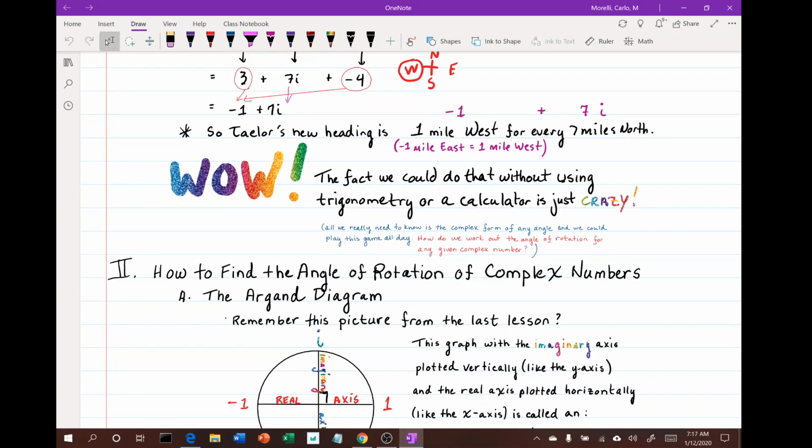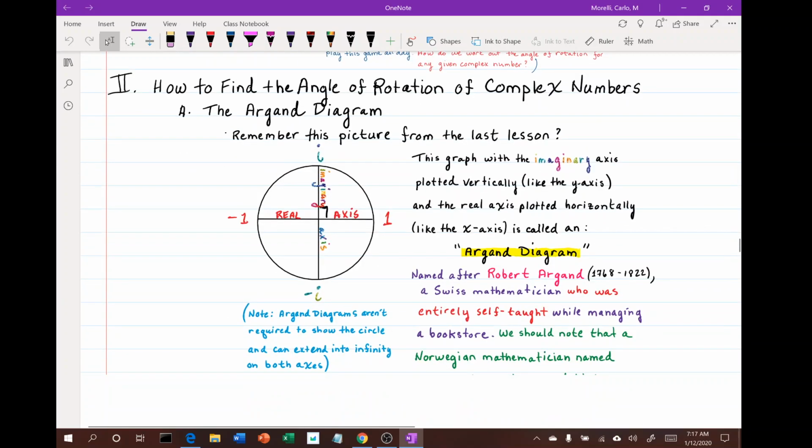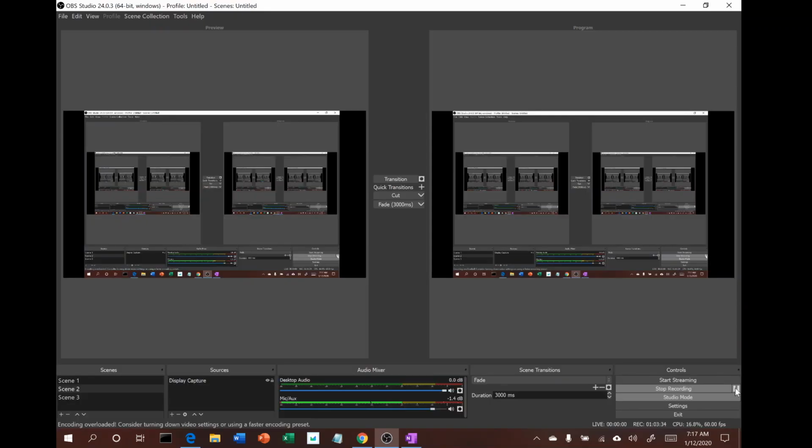So of course that's the next thing we're going to talk about, how to find the angle of rotation of complex numbers. That is our next section. Okay, so we're going to take just a little break here and then we'll talk about that.